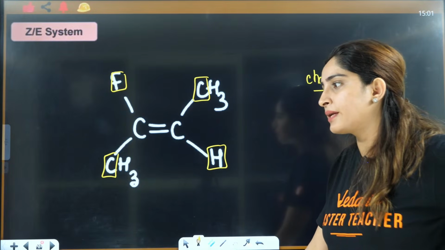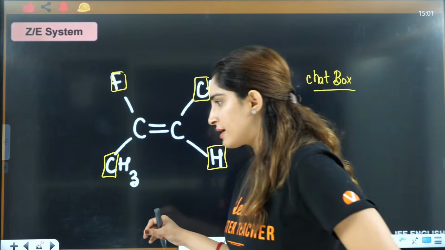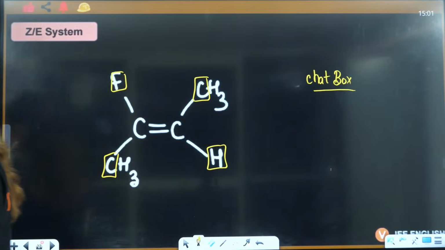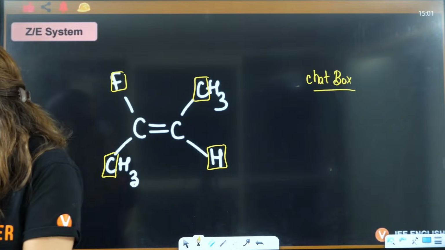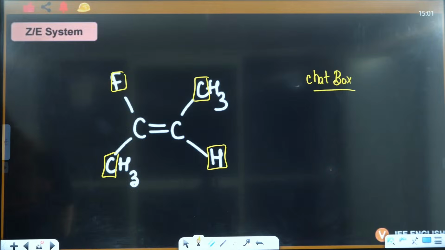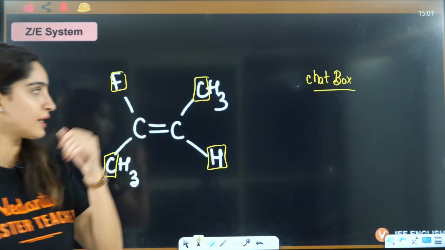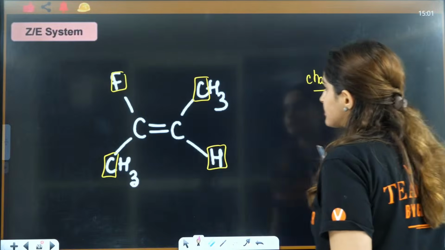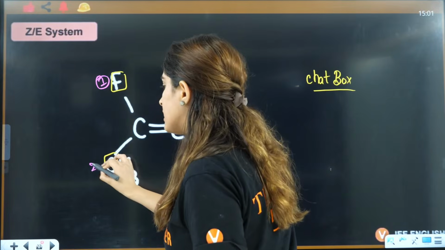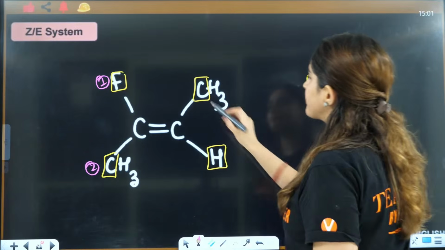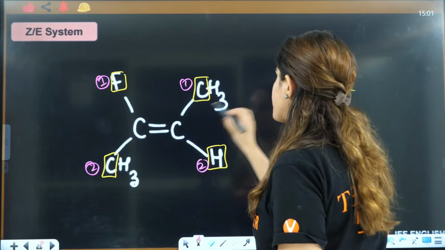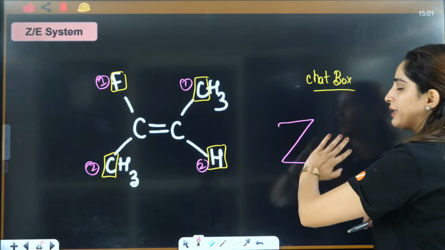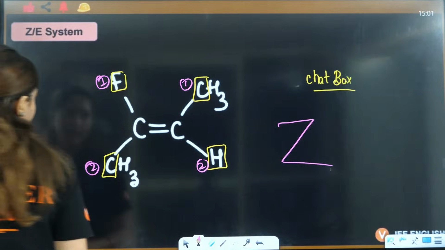Okay, yes everybody. So here what you have, Z. Abhishek is saying Z ma'am. Okay, what about others? Matthew is saying Z. RDC is saying Z. Okay, great. So what we have here is, this is the first priority, this is second. Fluorine has more atomic number. Out of carbon and hydrogen, carbon has more atomic number. So we can clearly see 1, 1, 2, 2 means Z configuration it has.